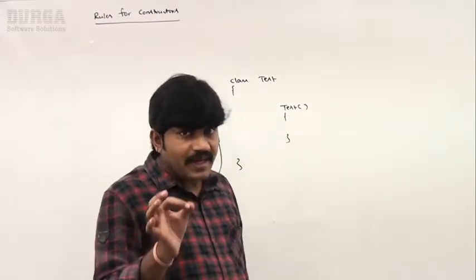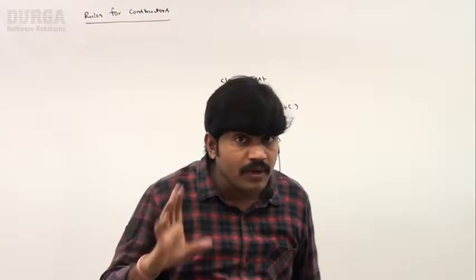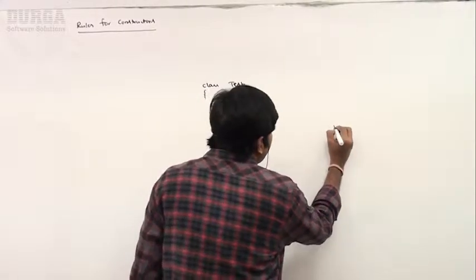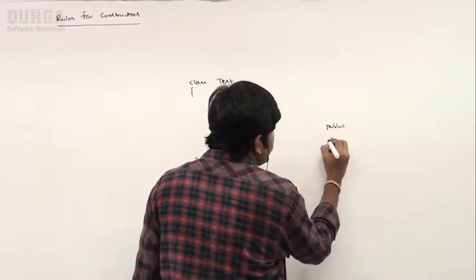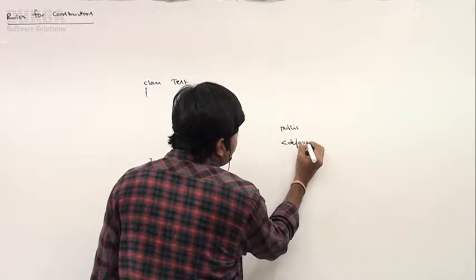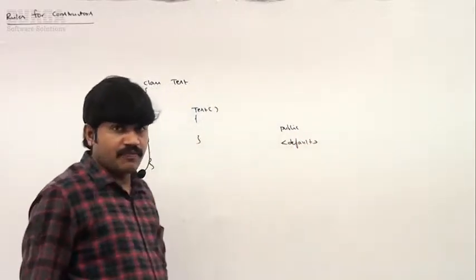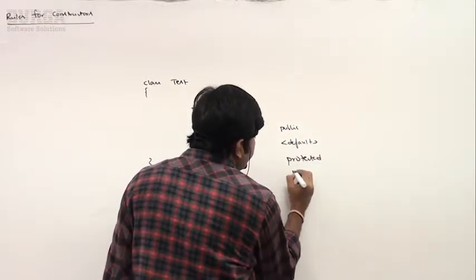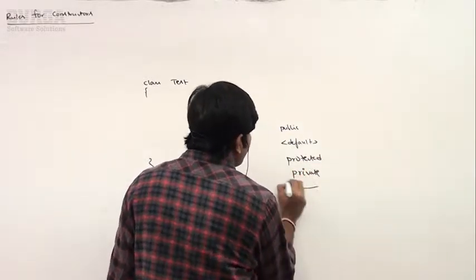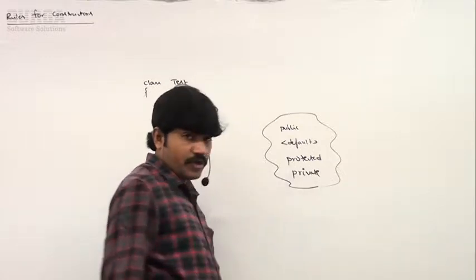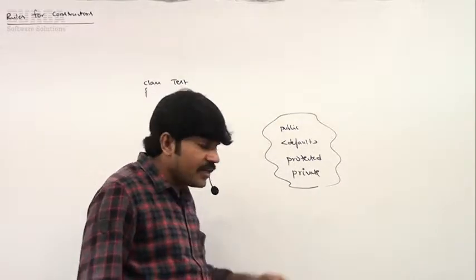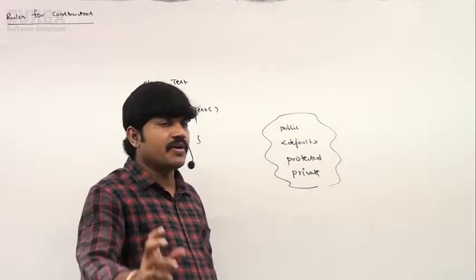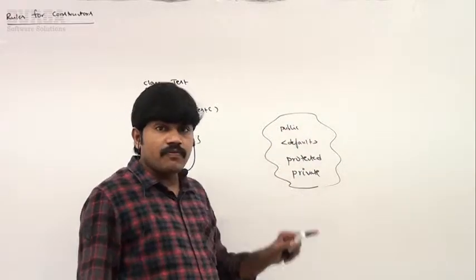The only applicable modifiers for constructors are: public is allowed. Default is allowed; if you are not taking anything, it is the default. Protected is allowed. Private is also allowed. The only applicable modifiers for constructors are these four.